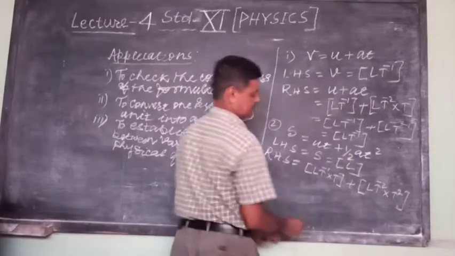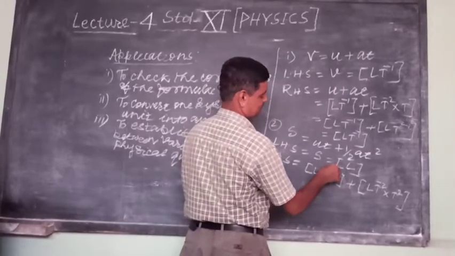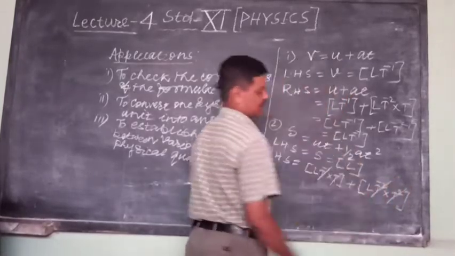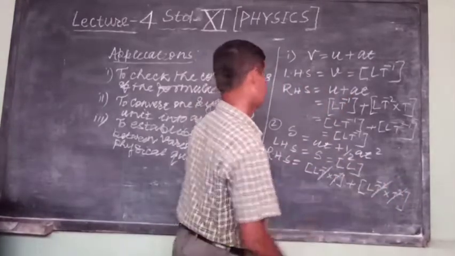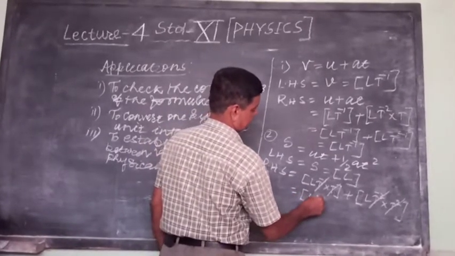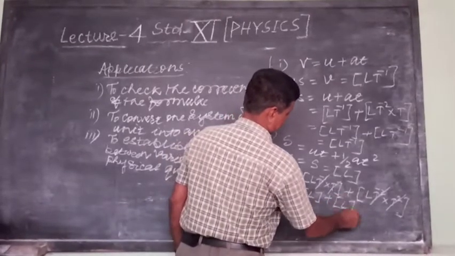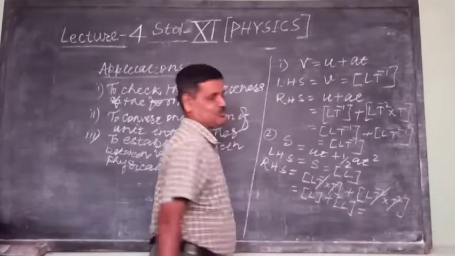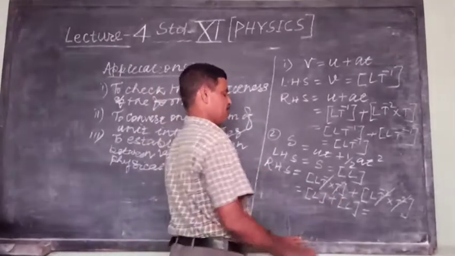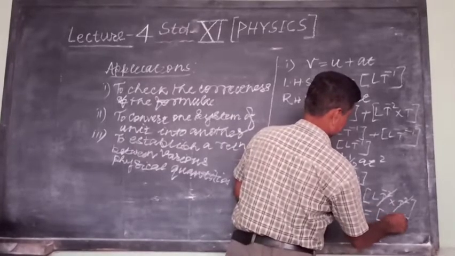Very interesting mathematics. T to the power minus 1 and t to the power plus 1 will cancel each other. This t square and t to the power minus 2. And finally, this is your L plus L. L plus L, mathematically it should be 2L, but in dimension, a number has no dimension, so it is equal to L.